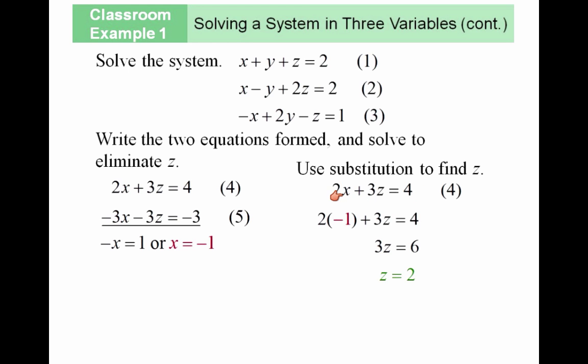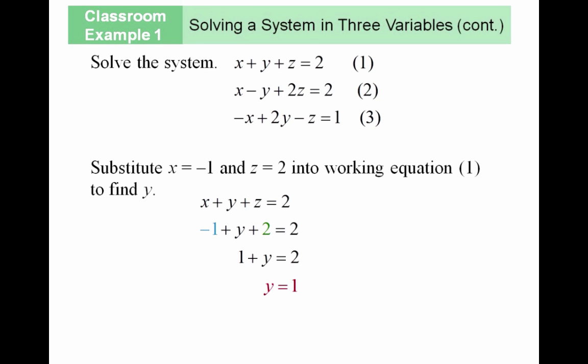If I put it back into equation 4, I substitute x equal to -1, so you get 2 times -1, which is -2, plus 3z is equal to 4. So if I add 2 to both sides of the equation, I get 4 plus 2, which is 6 here. So I get 3z is equal to 6, z is equal to 2. So I find z and x that way. Now I know z and x, I can substitute them into any of these 3 equations and solve for y.